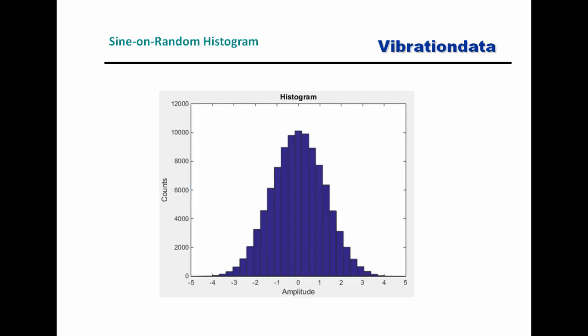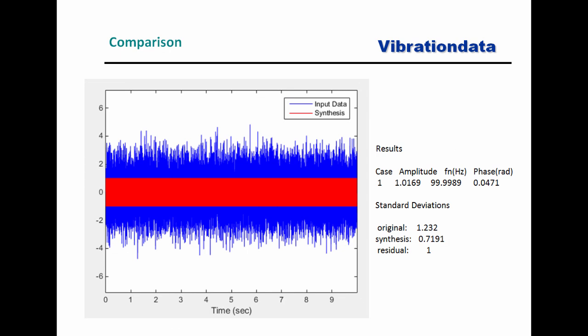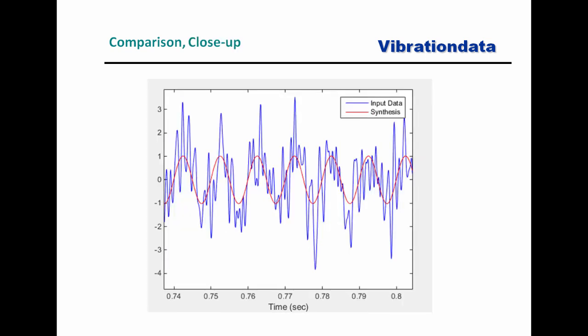There was our sine on random histogram, not quite a bell curve, but pretty close. Then we did the remove sine tones function. We went and processed. This was the comparison. The numbers here are just a little bit different than I demonstrated in class, just due to the way MATLAB has its random number seed. And this was a close-up comparison.